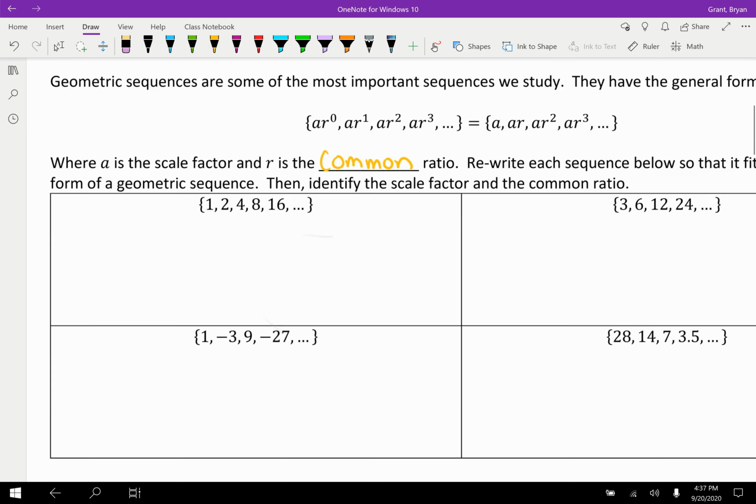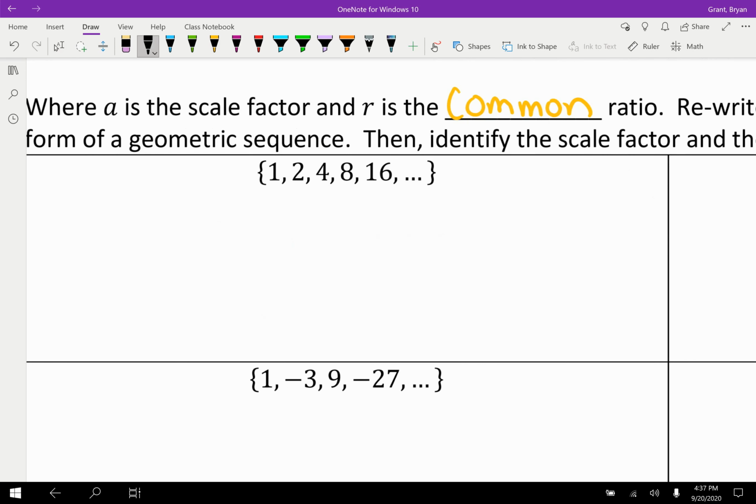Let's take a look. Our first one, we're going to rewrite this so that it fits a times r to the 0th, and I think maybe the easiest way to do that is probably just to figure out what the common ratio is first. As a reminder, for that common ratio, which I'll abbreviate with CR here, lowercase r is pretty common, you take any two consecutive terms and you do 8 divided by 4, and you get 2. 16 divided by 8, 2. 2 divided by 1, 2. Common ratio is definitely 2. So we're multiplying by 2 every time.